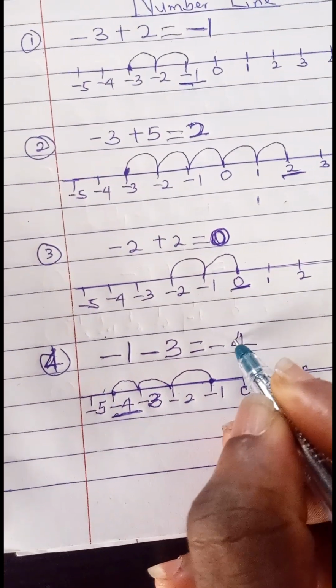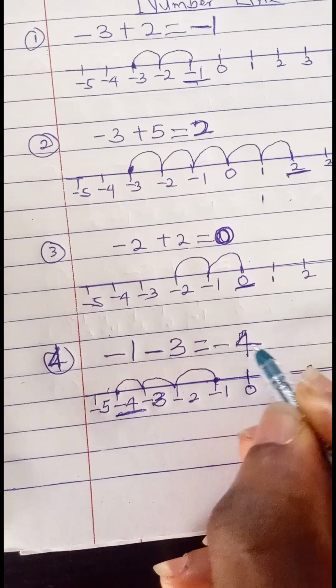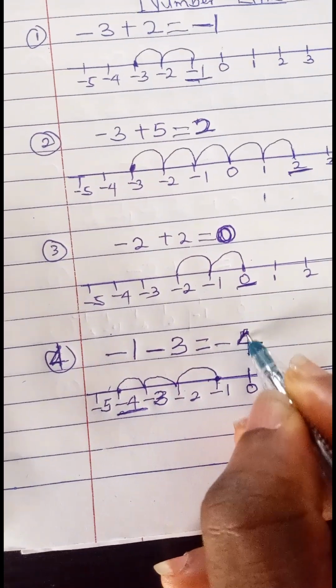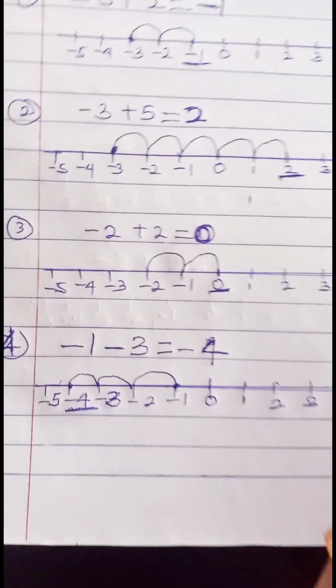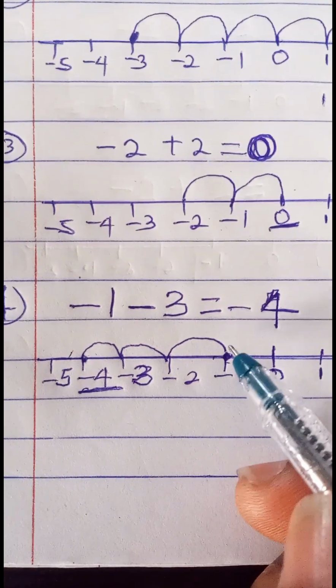One thing I want you to notice: if you're adding up, you are going to move towards the right hand side, and if you are subtracting, you'll be moving towards the left hand side. It's as simple as that.